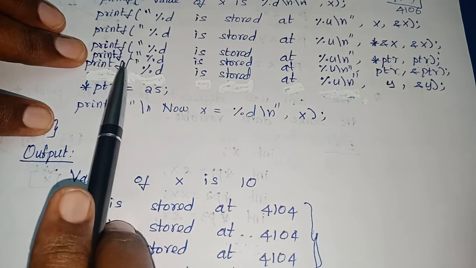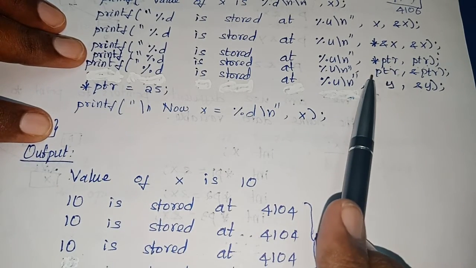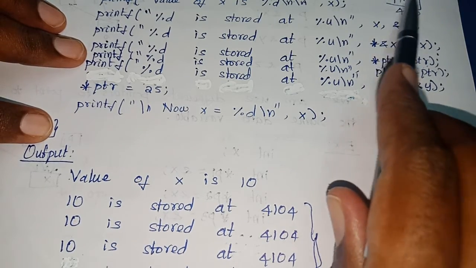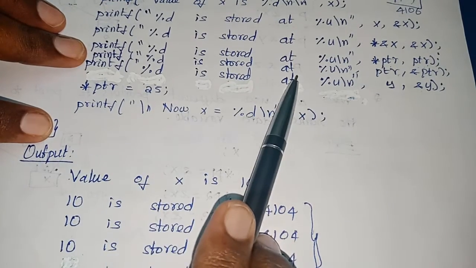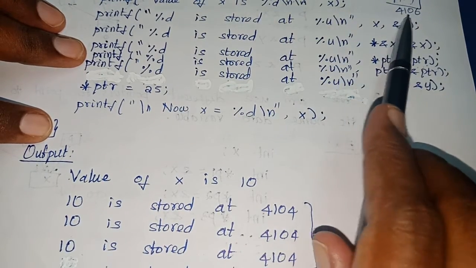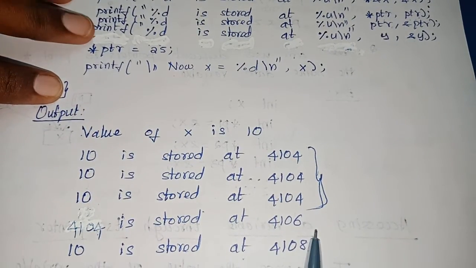Now printf %d. What is %d? ptr. ptr means without any ampersand or indirection operator, so it collects the value stored in ptr. So 4104 is stored at, here the address. What is the address of ptr? 4106. 4104 is stored at 4106.